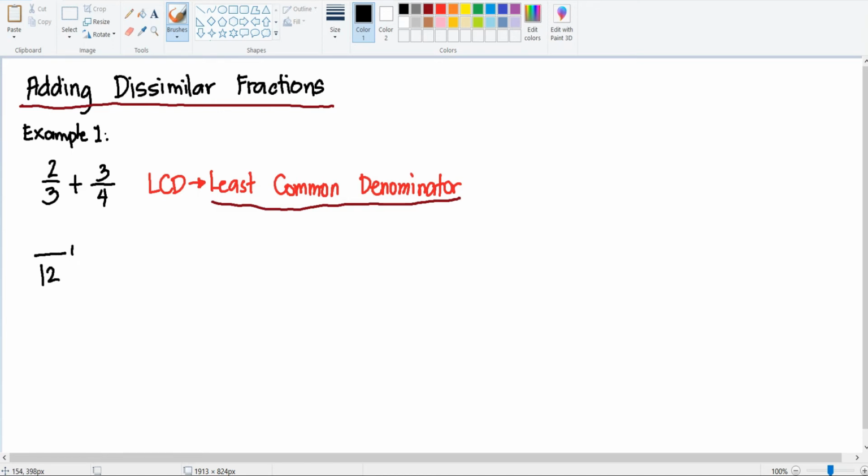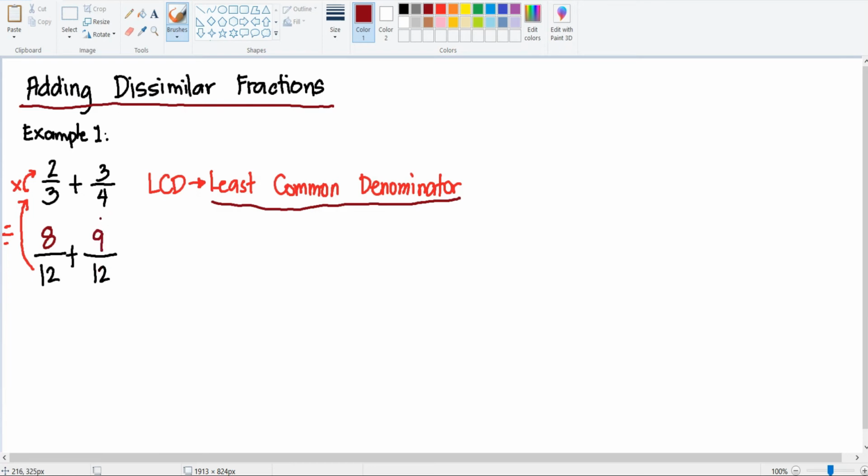Now, how are we going to find our new numerators? So all you just have to do is to divide the new denominator by our old denominator and multiply the answer or the quotient to the old numerator. So that is how you are going to find the new numerator. So let us solve. 12 divided by 3, that is 4, times 2, that is 8. How about the second fraction? We have 12 divided by 4, that is 3, times 3, that is 9.